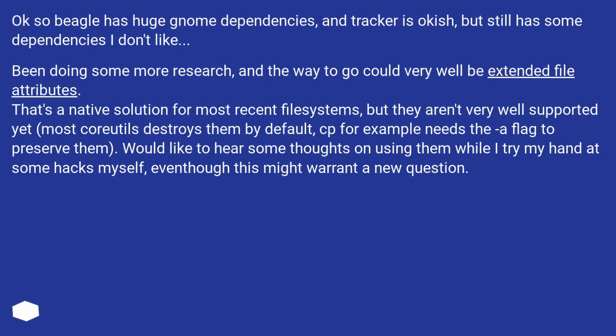Been doing some more research, and the way to go could very well be extended file attributes. That's a native solution for most recent file systems, but they aren't very well supported yet. Most core utils destroy them by default. cp, for example, needs the -a flag to preserve them. Would like to hear some thoughts on using them while I try my hand at some hacks myself, even though this might warrant a new question.